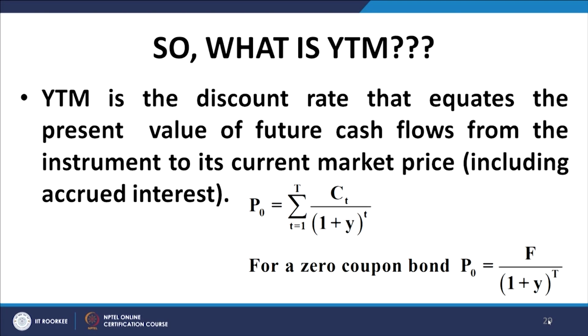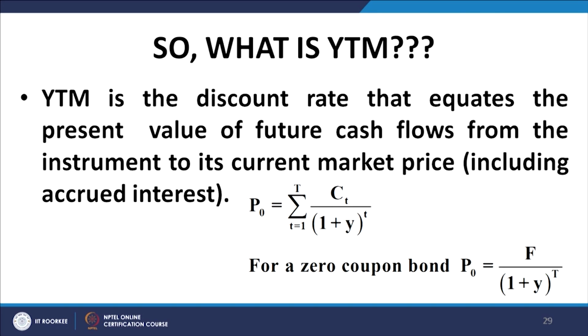So, let us assume that the bond is being valued on one of the coupon days, just after one of the coupon payments has been made. What we are saying now is that the yield to maturity is that discount rate which equates the present value of all future cash flows attributable to that instrument to its current market price. So, P 0 is equal to the summation of C t divided by (1 plus y) to the power t, summed over all values of t which are relevant to the life of the bond.